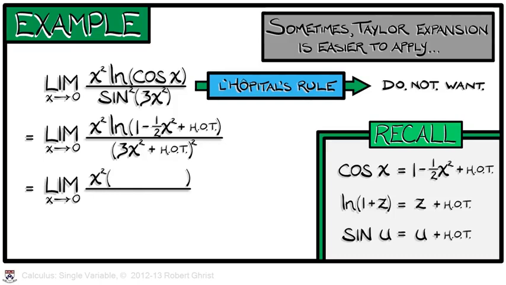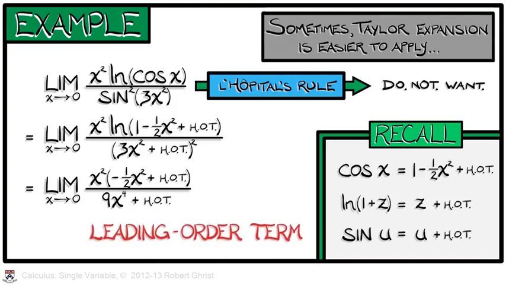We're left with expanding log of 1 minus x squared over 2 plus higher order terms. That is in the form log of 1 plus z. The first term is z itself, in this case, negative 1/2 x squared. We'll forget about the higher order terms. Hopefully they won't matter. In the denominator, when we square 3x squared plus higher order terms, the first term is 9x to the fourth. Whew.